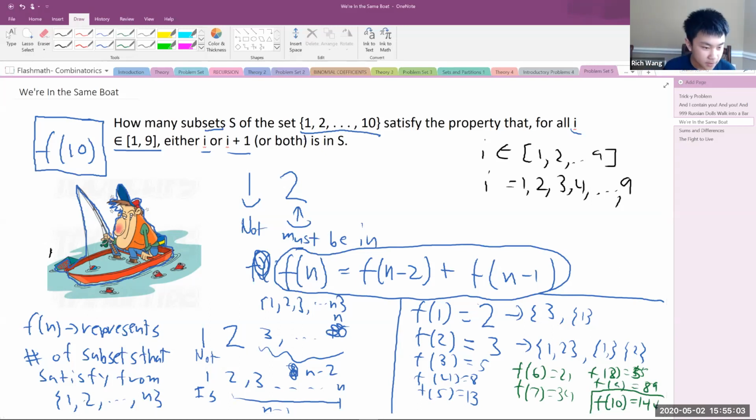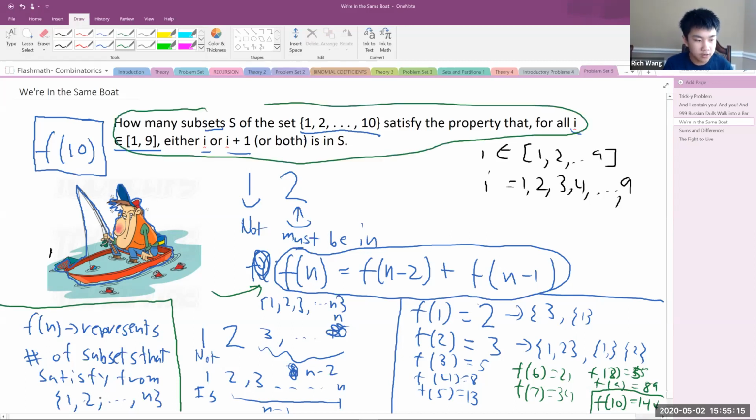So yeah. What is n again? Oh, okay. So this is just the recursion pattern that we have, and f of n just represents the number of subsets that satisfy the conditions given in the problem from the set 1, 2, all the way up to n. So for example, f of 10 would be the number that satisfies from 1 all the way up to 10. So any questions?